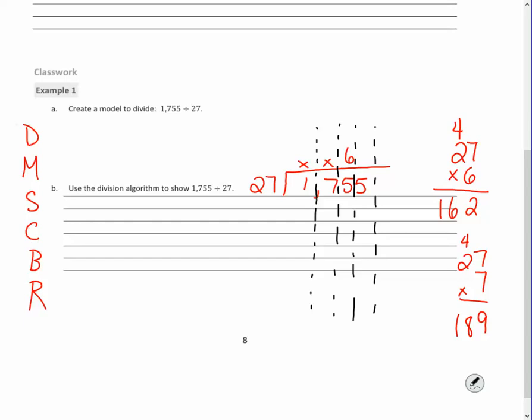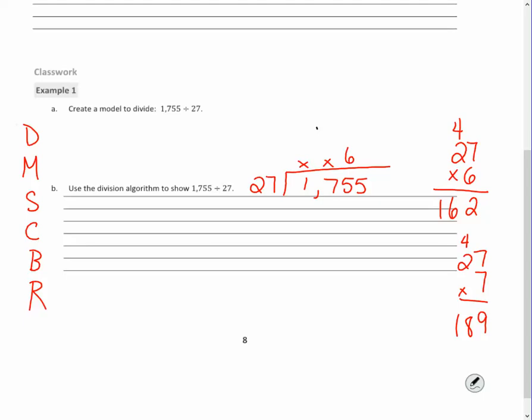Some people like to use graph paper. Let's see if I can get rid of all those dots. All right, so just make sure you're lining that up. The 6 goes over the 5 of 175, okay?